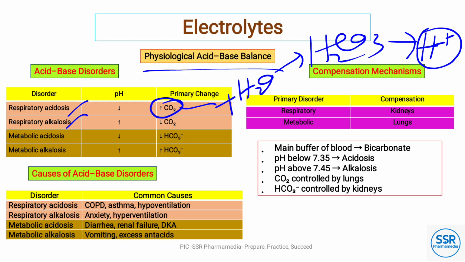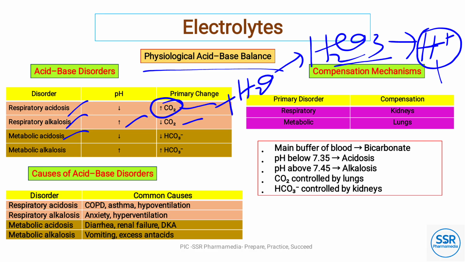And respiratory alkalosis. In respiratory alkalosis, alkalosis is increasing due to decreased carbon dioxide. Decreased carbon dioxide means there is no reaction with water and no formation of carbonic acid, and there is no dissociation of hydrogen ion. So it increases the alkalosis.